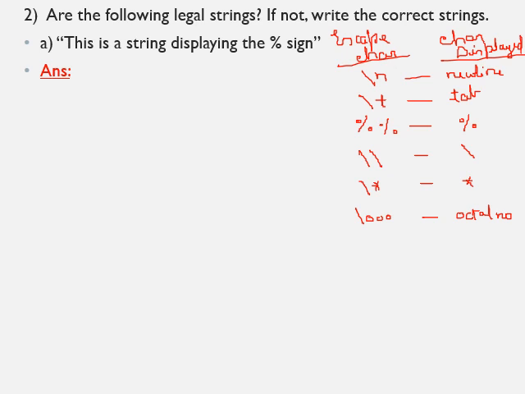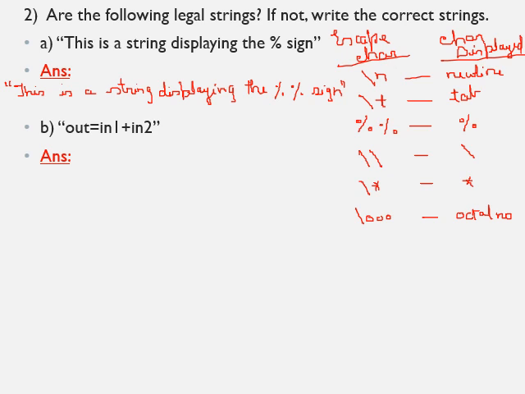So for question A, the correct string should have been: this is a string displaying the double percentage. I want to display the percentage sign, so it's an escape character, so double percentage sign. B, out equal to in1 plus in2. This is enclosed in double quotes. There is nothing wrong in it. It's a valid string. So this answer is right.